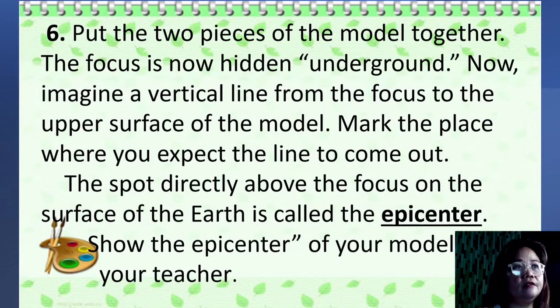6. Put the two pieces of the model together. The focus is now hidden underground. Now, imagine a vertical line from the focus to the upper surface of the model. Mark the place where you expect the line to come up.